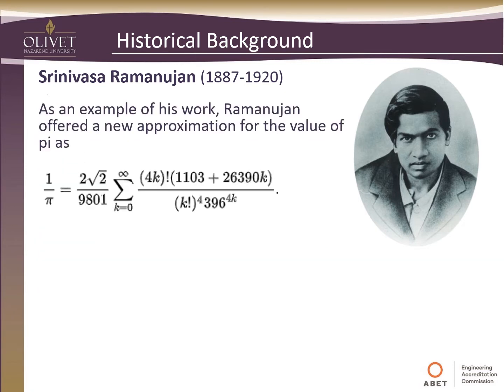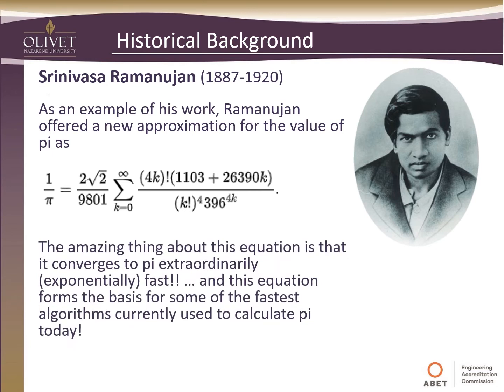So the first example of his work is that he offered a new approximation for the value of pi. And this is the way that he expressed it. Of course, this is 1 over pi, so whatever the solution we calculate on the right, we can just invert it and get pi. Well, the amazing thing about this equation is that it converges to pi extraordinarily, exponentially fast. And so it was orders of magnitude more accurate than anything they had at the time.